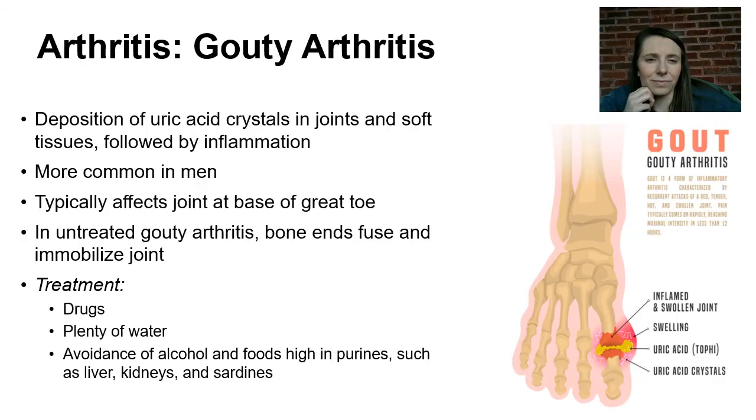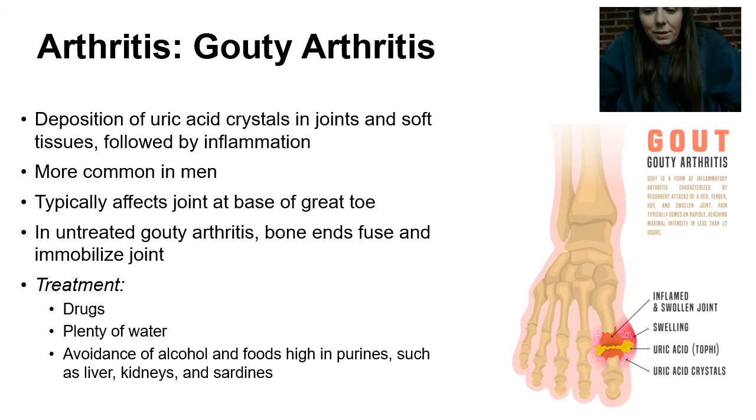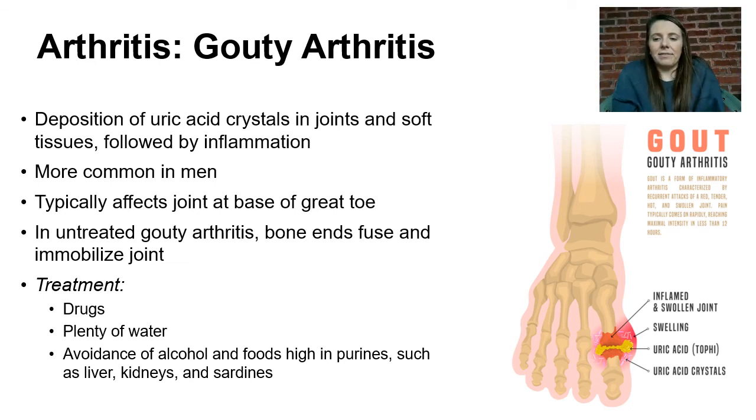So the next type of arthritis, and the final one that we'll talk about in terms of arthritis, is gouty arthritis. And gout is just a form of inflammatory arthritis. And it's characterized by the deposition of these uric acid crystals in the joints and also in the soft tissues that's followed by inflammation. And this one, unlike the other two, is actually more common in men and typically affects the joint that's at the base of the big toe.